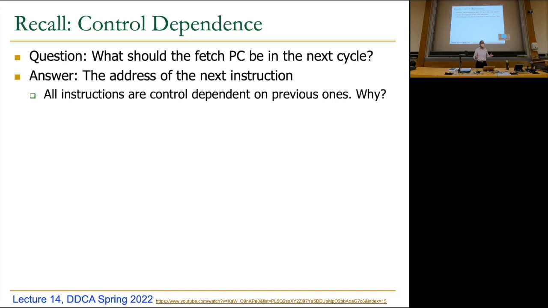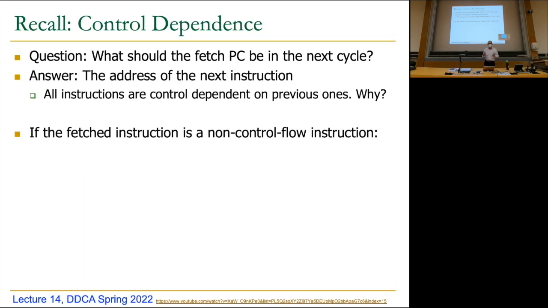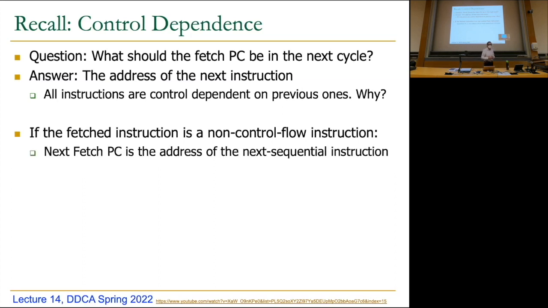All instructions are control dependent on previous ones because all instructions change the PC. Some of them just increment the PC by the instruction size. Some of them basically change the PC completely, right? So if the fetched instruction is a non-control flow instruction, the next fetch PC is the address of the next sequential instruction.